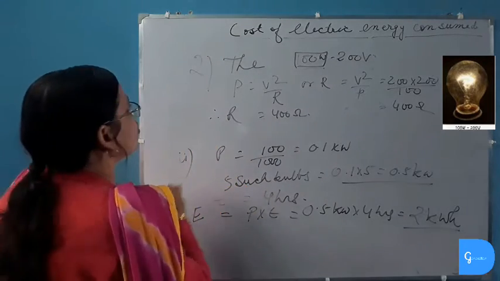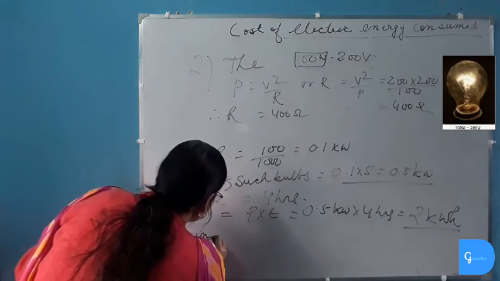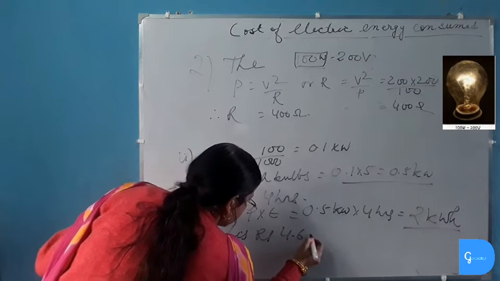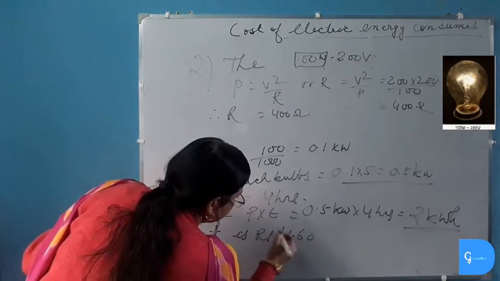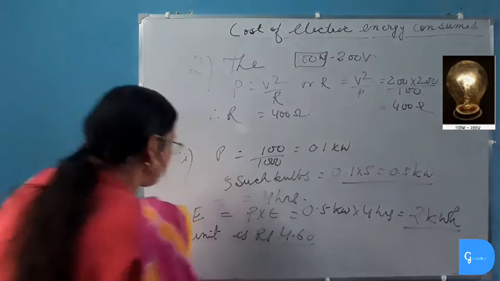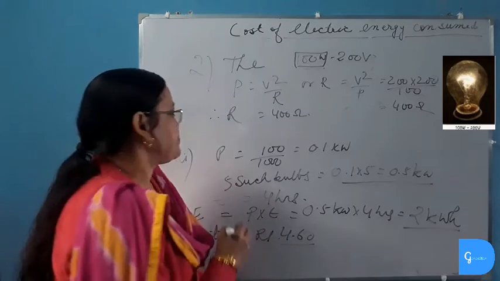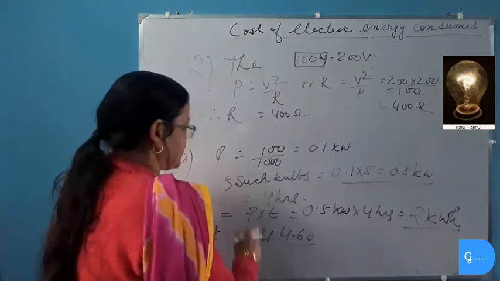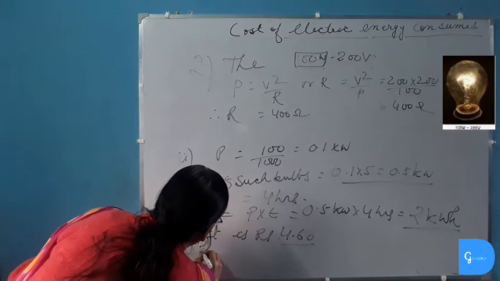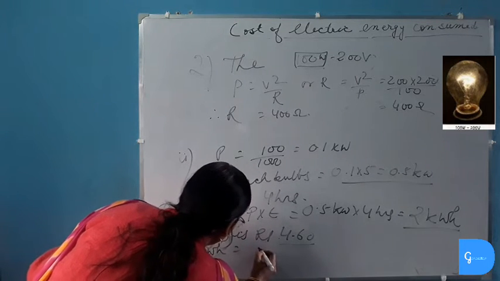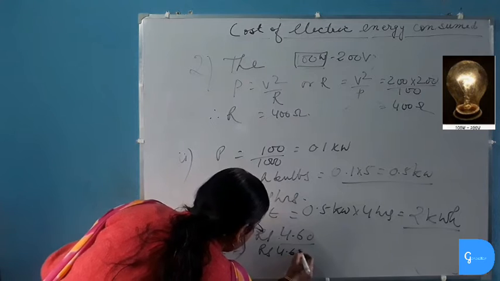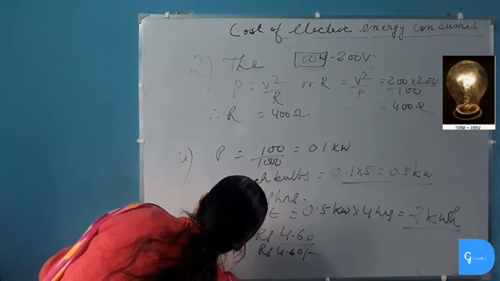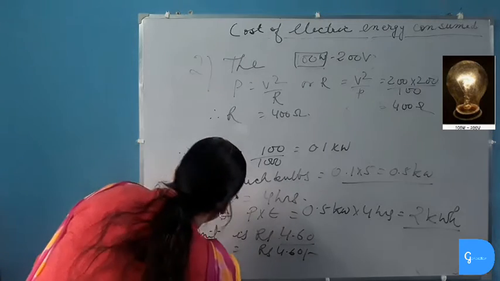Now if the cost of 1 unit is rupees 4, that is 4 rupees 60 paisa. The cost of 1 unit is 4 rupees 60 paisa. So what will be the cost of 5 such bulbs? So 1 kilowatt hour is equal to 4 rupees 60 paisa. So 2 kilowatt hour. 2 kilowatt hour or 2 unit is same.